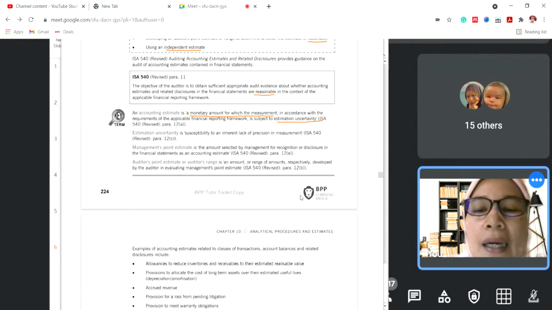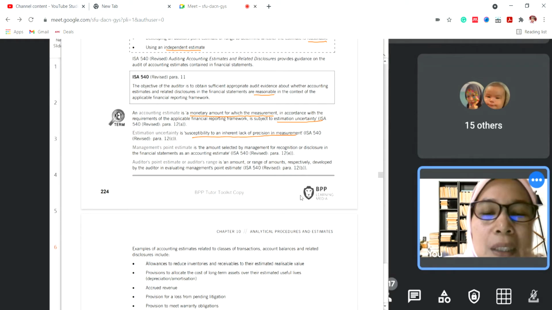What is estimation uncertainty? It is susceptibility to an inherent lack of precision in measurement. What is an example? Estimation uncertainty, for example provision for doubtful debt. Because the management is not sure yet, because that has not happened yet. It is based on their inherent assumption and their experience, so they put that figure. That's why you have to look at whether it is reasonable or not.